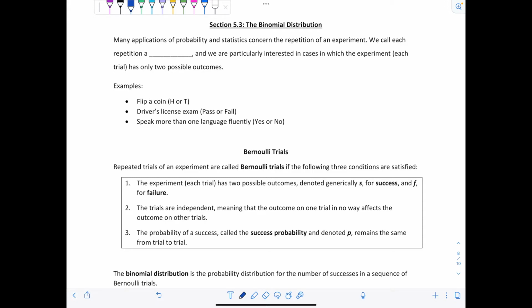We're going to be going over sections 5.3 on the binomial distribution and 5.4 on the Poisson distribution.